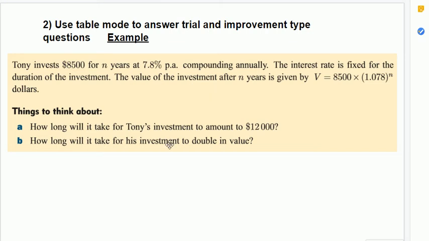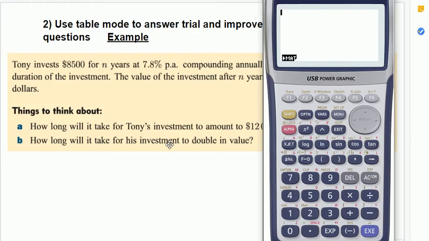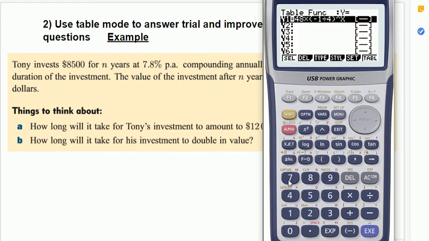So table mode is really, really handy for this because it enables you to avoid doing repeated boring calculations. All you're really doing is substituting integer values into a formula. So to get table mode, menu, table, so menu 7. If you've got a formula that you don't want, get rid of it. And then you need to type in 8500 times 1.078. The power is this button here, to the power of x.